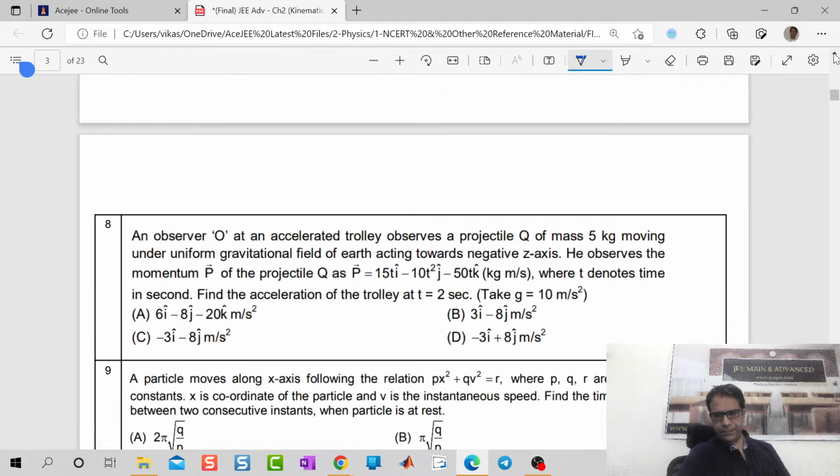Let's do question number 8. It's all about relative velocity, which is what we were discussing in the previous class. So this is a good question from that standpoint.